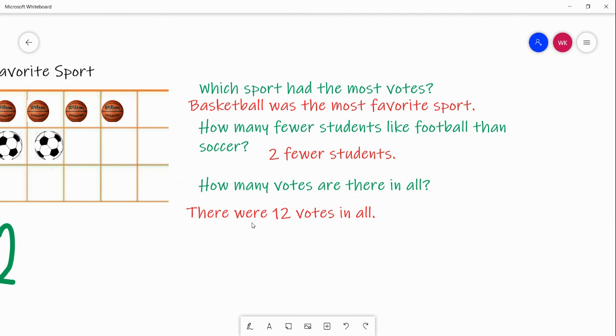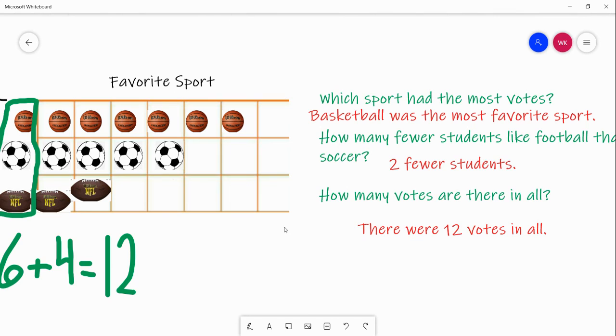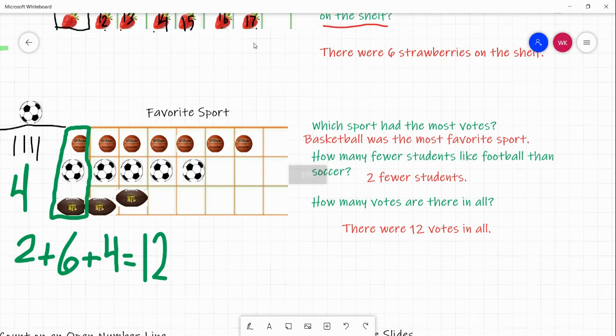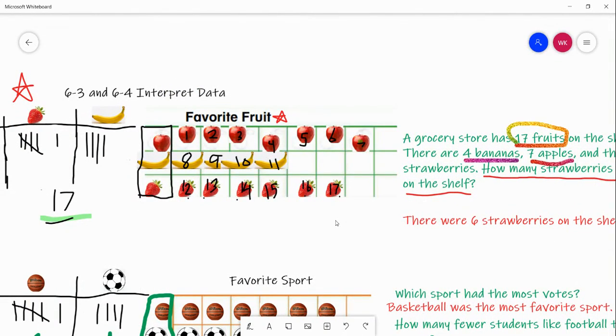And now we just interpreted this data. We just figured out the difference between sports that were picked. We figured out who had the most votes. And if I asked you guys which sport had the least amount of votes, you guys would be able to pick football because they only had 2 votes. You guys figured out how many there were in all. And then in the other problem, you guys interpreted the data by getting a story problem and trying to figure out that missing category. So that was interpreting pictographs, tally marks, using tally charts.